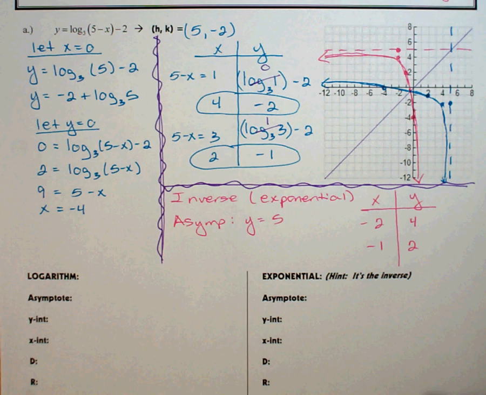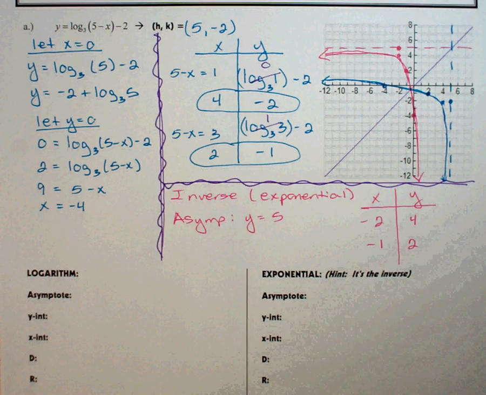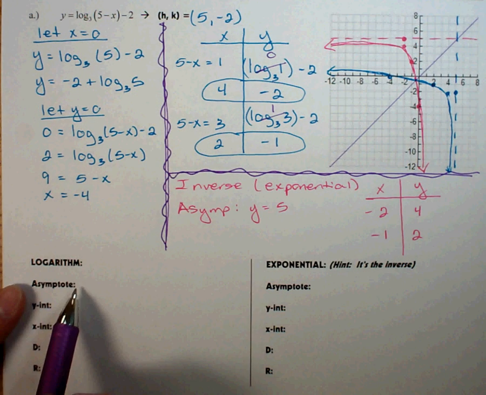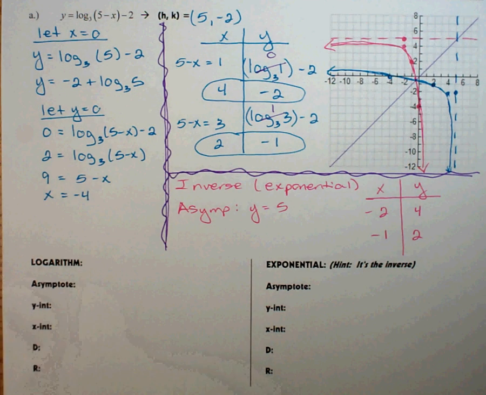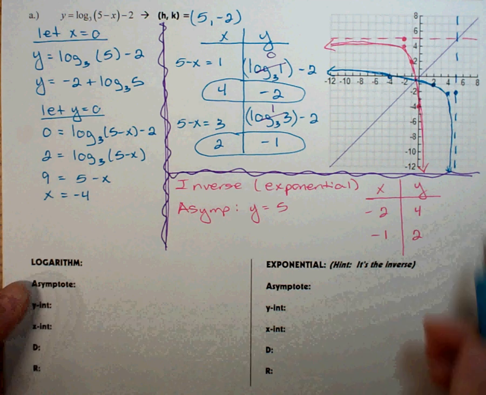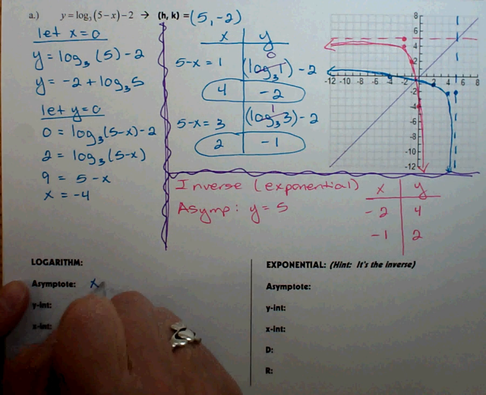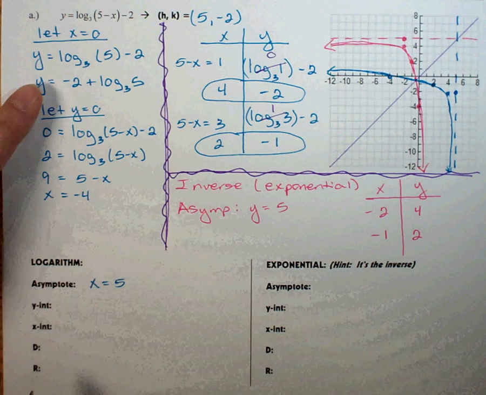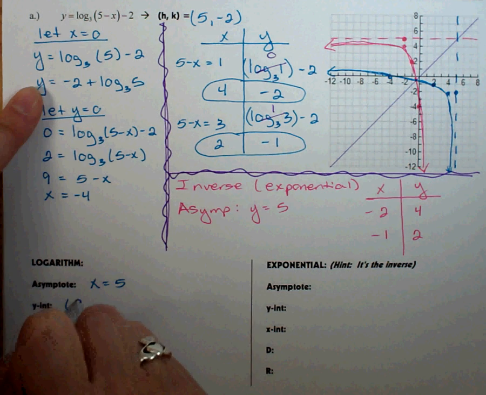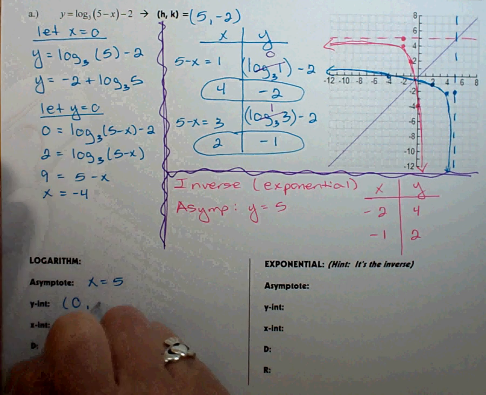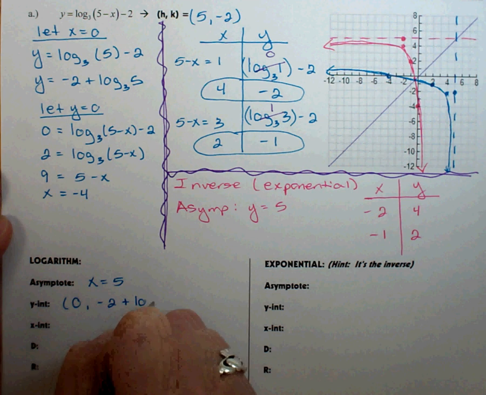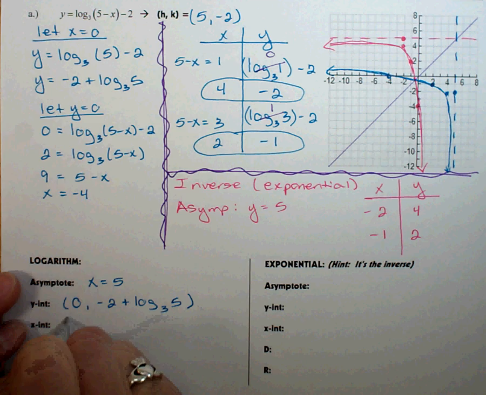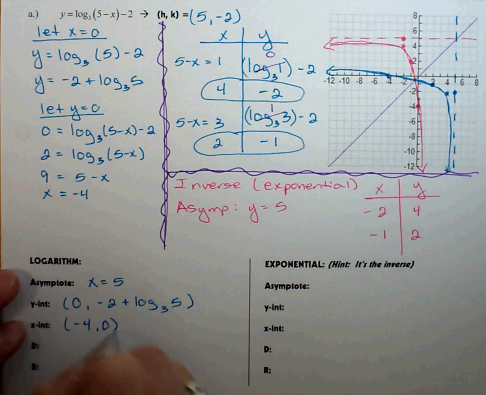So now all that we need to do is go ahead and summarize our information about our graphs on the bottom. Thinking about our logarithmic graph first, that was all in the blue. My asymptote was x equals 5. My y-intercept, we calculated it up above, is 0. I'm going to go ahead and write it as the -2 in front, plus log base 3 of 5. Remember, we can do it either way. The x-intercept we saw was that very nice x-intercept.